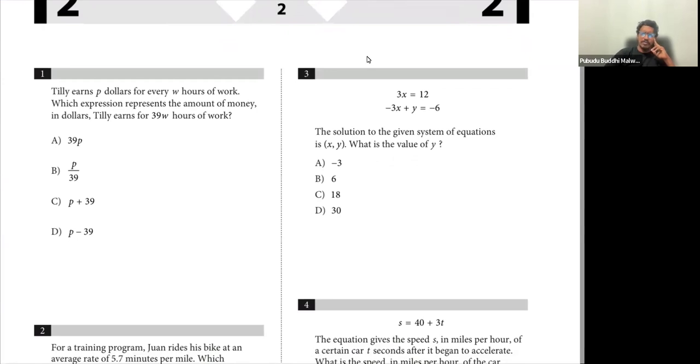I feel like replacing this 3x by 12. Don't try to eliminate, you need to try that. Just replace 3x by 12. So don't forget this minus sign. So minus 12 plus y equals minus 6. Then you can move minus 12 to the other side. So y equals minus 6 plus 12. That's 6.